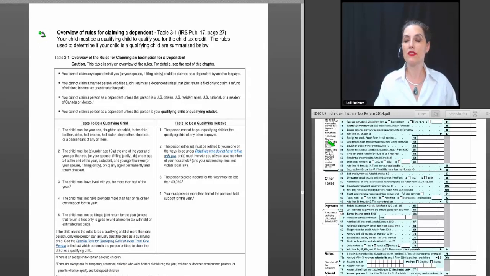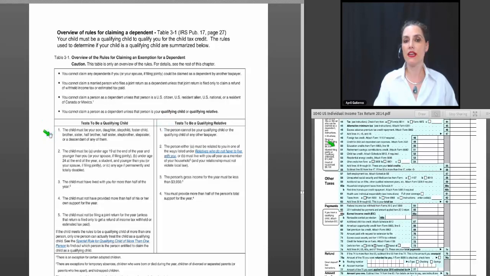Here is an overview of the rules for claiming a dependent, which are not the same. They can be similar, but not the same as the rules for the child tax credit. We covered these rules at the beginning of our course when we did those flow charts for claiming a qualifying child and claiming a qualifying relative, and at that time I told you that the IRS had a table that they now use instead of flow charts. This is the table. Table 3.1, we've pulled it from IRS Publication 17 on page 27, and it shows the test for being a qualifying child, the test for being a qualifying relative.